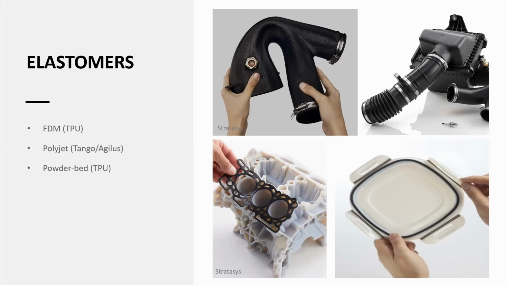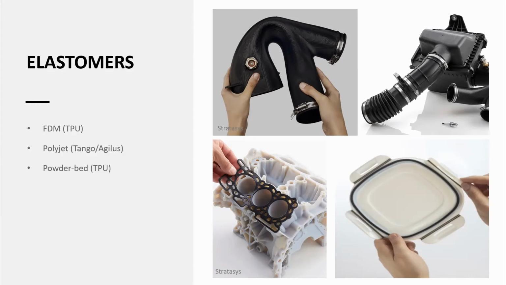FDM, Polyjet, and powder bed processes are all capable of printing using elastomer materials. However, there are distinct advantages and disadvantages of each. For example, if I'm printing a medium to larger part that is all one material, if it's all TPU, I would likely choose FDM. If I am looking for more consistent properties, or I want to print a multi-material part that includes an elastomer, I would choose Polyjet.